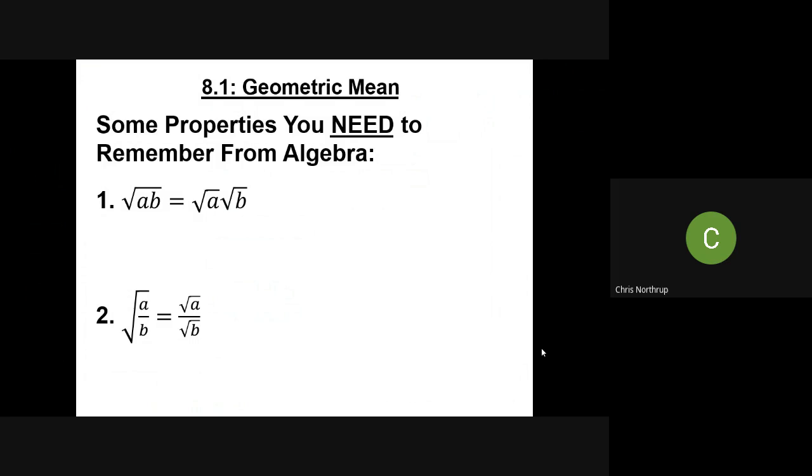The first one says that if you have a square root of two numbers multiplying, then you can break that down into the square root of each factor. And then the second property says basically the same thing, but for division. If you have two numbers dividing in a square root, you can take the ratio or the fraction of the square root of your numerator divided by the square root of your denominator. So we're going to use those a whole lot throughout the rest of the semester.